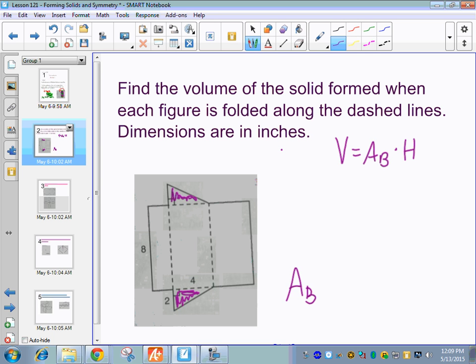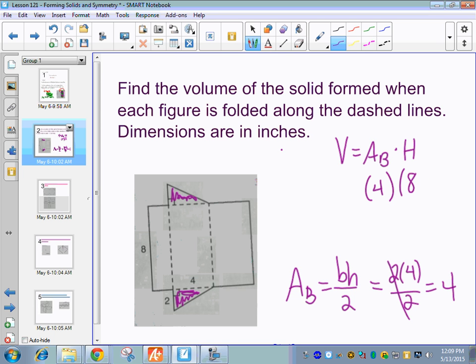So this time, the formula that we use for area of the base is the formula for a triangle. Then we're going to plug in 2 times 4 divided by 2. So we get 4 for the area of the base. And if the area of the base is 4, which is those triangles, what would the height be when we fold it all up? Monica? 8. Good. So that would be 32 inches cubed, because we're doing volume.